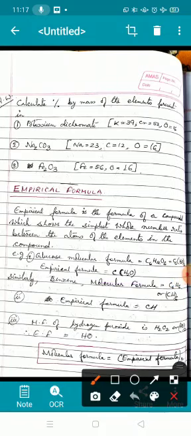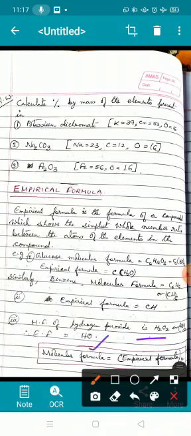Now, if we take hydrogen peroxide as another example, then hydrogen peroxide molecular formula is H2O2 and you can see the common factor is 2. If I cancel out 2, then the empirical formula becomes HO.